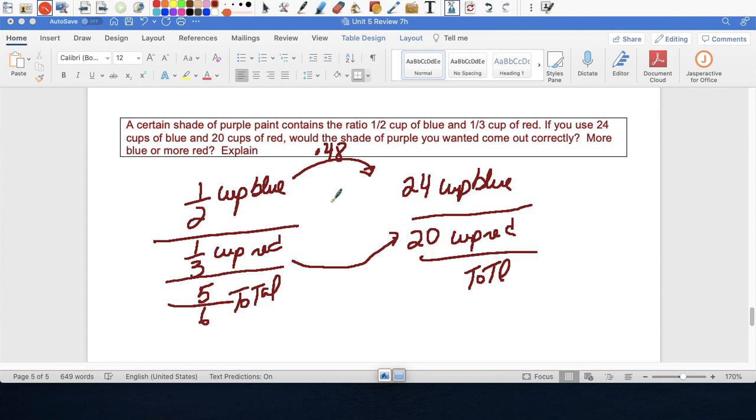And I'll tell you right away that here you multiplied by 60. So in the batch that you made, you increased the blue by a factor of 48 and you increased the red by a factor of 60. So did you use the proportion correctly, the ratio correctly? No, you didn't. You ended up using a lot more red than you needed. So with the shade of purple, will it come out correctly? The answer is no. Would it be more red or blue? It definitely would be more red.